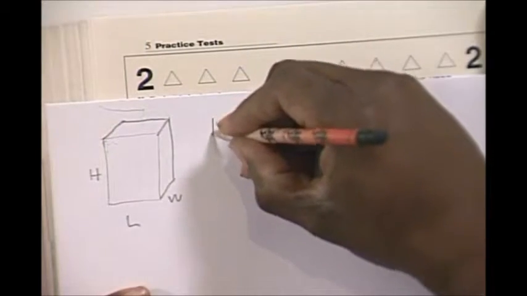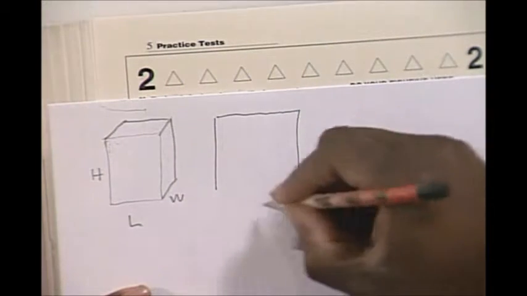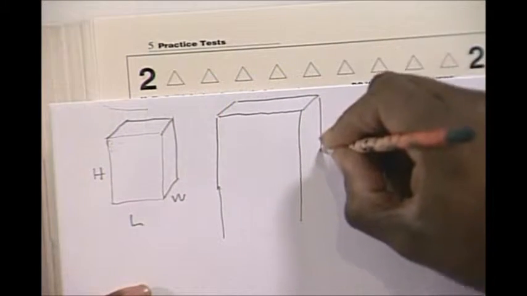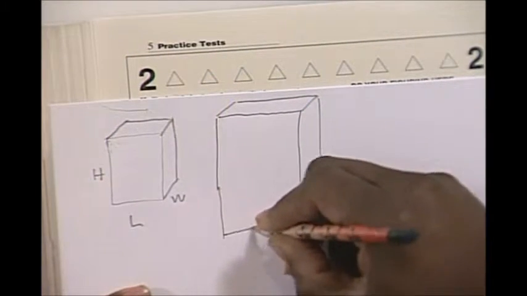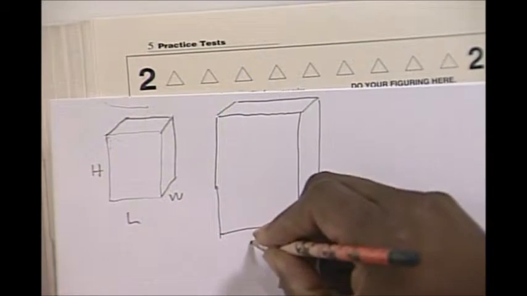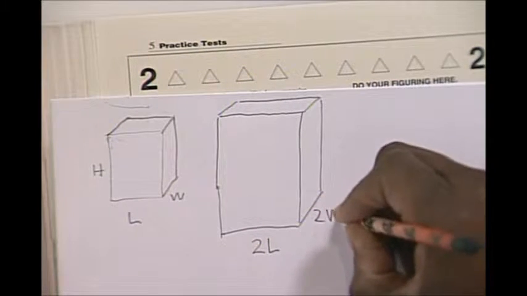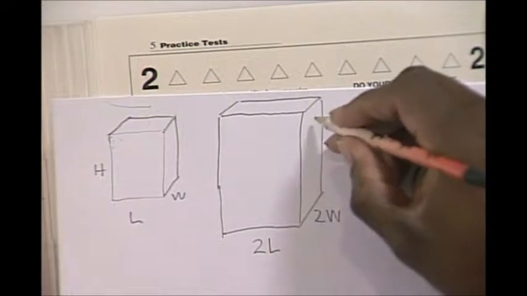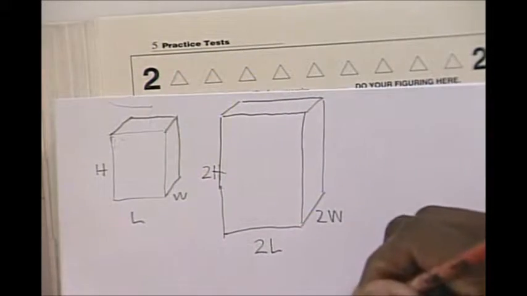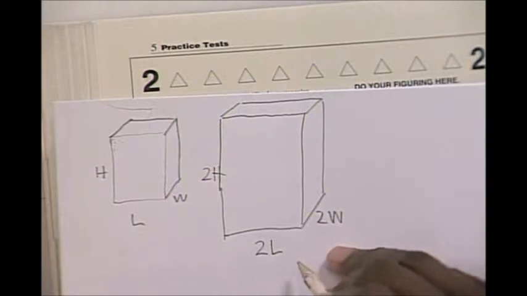All right, so now let's draw a similar size shape, but we're actually doubling each of the dimensions. Something like that. So now instead of L, let's call this 2L. Instead of W, let's call this 2W. Instead of height, let's call this twice the height. Now we're going to find the surface area again of this larger shape.